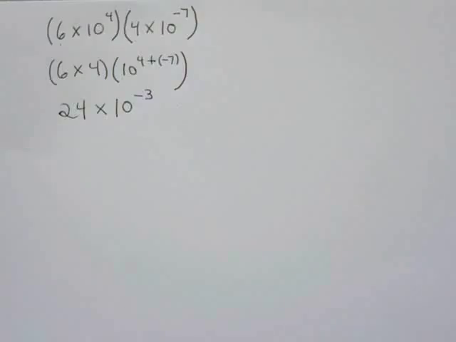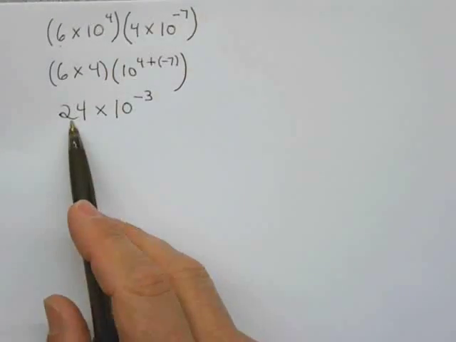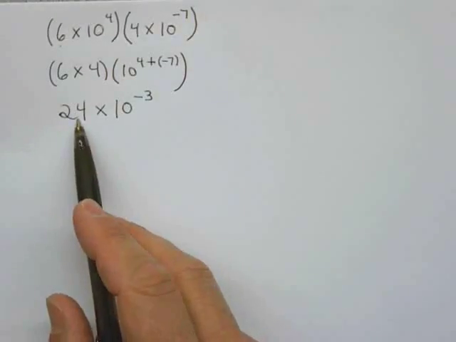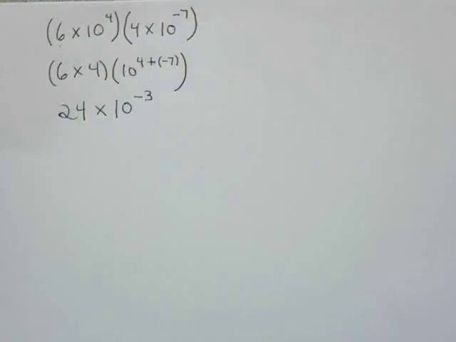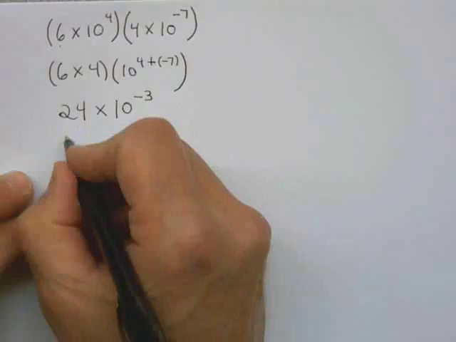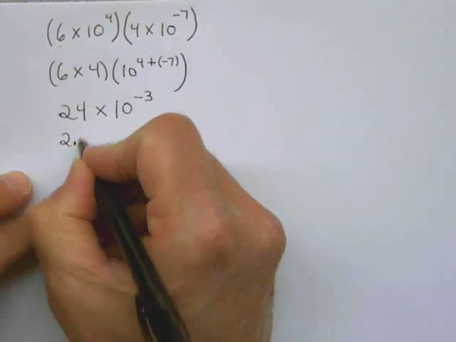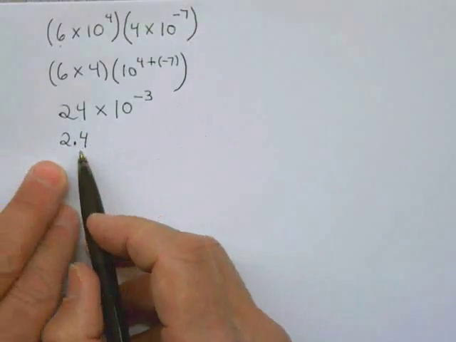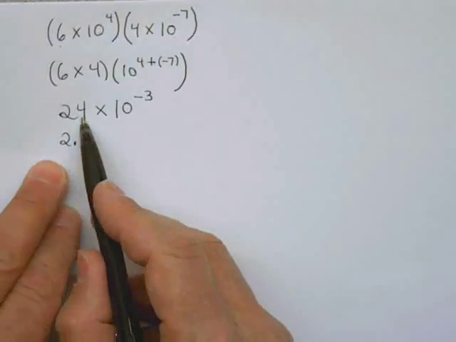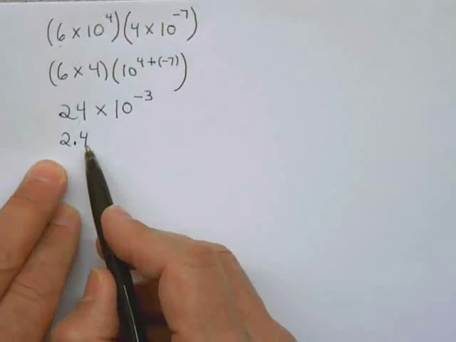So what I need to do is rewrite this factor so that it is greater than or equal to 1 and less than 10. And in order to do that, I'm going to decrease the factor by a power of 10. In other words, I'm going to divide 24 by 10. If I divide 24 by 10, I'm going to move the decimal point one place, and now I've got 2.4. So essentially what I've done is I've decreased 24. I've divided 24 by a factor of 10.